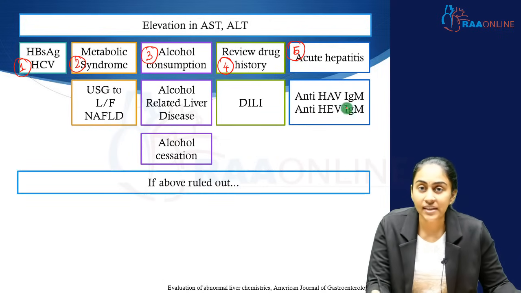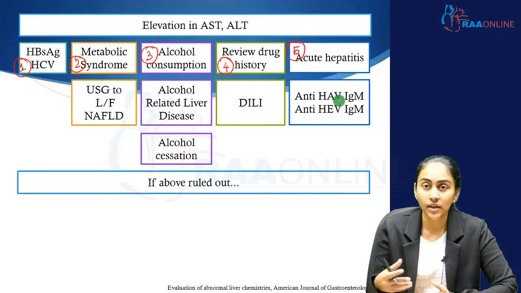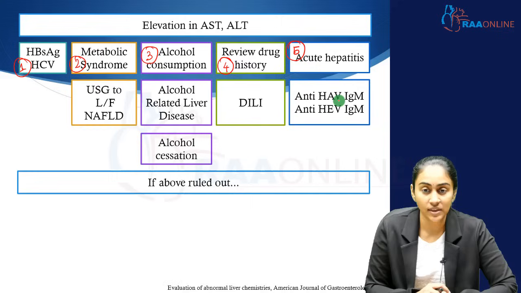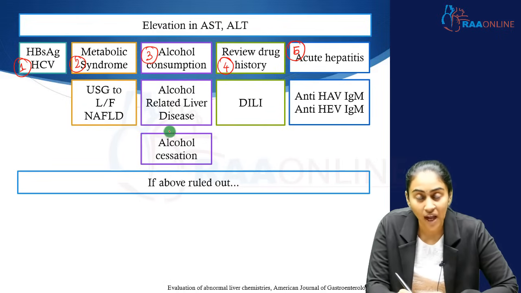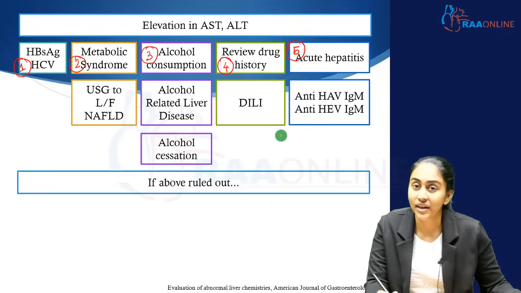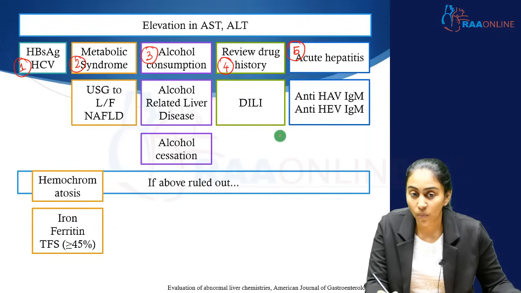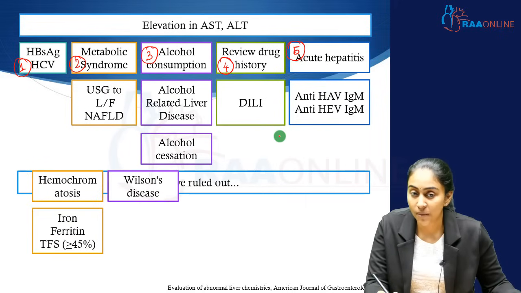These are the most common causes of transaminitis in the routine outpatient department. We have chronic viral hepatitis, non-alcohol-related fatty liver disease, alcohol-related liver disease, drug-induced liver disease, and acute viral hepatitis. Now, if these conditions have been ruled out, then you will have to think of the rarer causes, which include hemochromatosis, when you will be doing the iron studies. If the transferrin saturation is more than 45% with an elevated ferritin, then this becomes more likely.